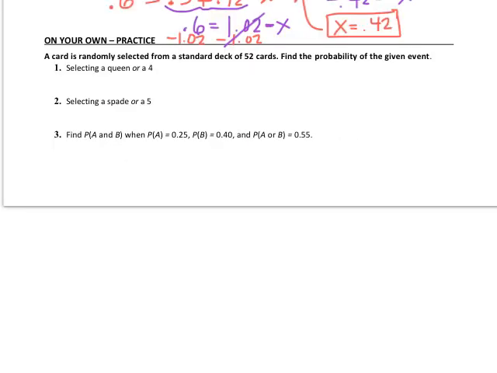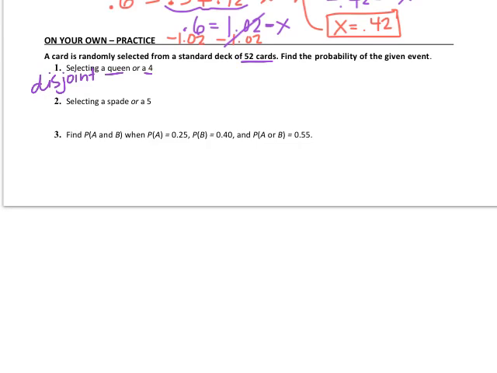All right, the last thing on the front side of this page is the on your own questions. I would like you to think about the first three problems that we did on this page. These are going to be very similar to that. Number one here asks you to find the probability of selecting a queen or a 4. Now just a reminder, this is going to be disjoint. There is nothing similar on a card that is a queen or a 4. Those are two different cards. They can't have anything in common.